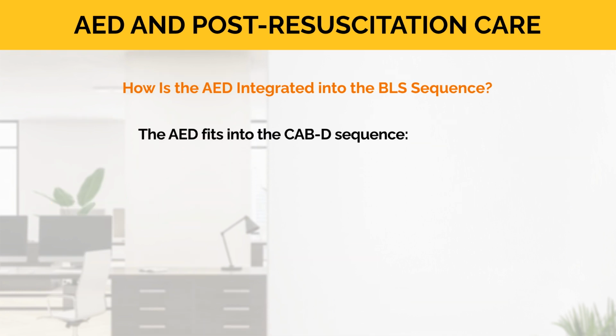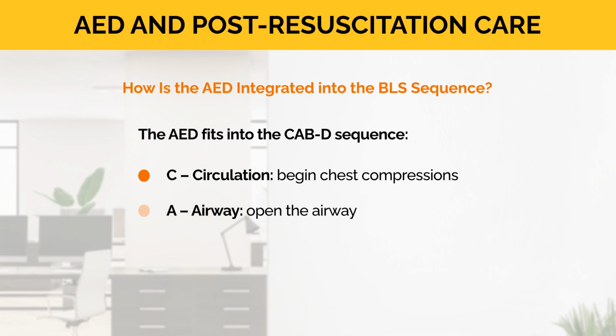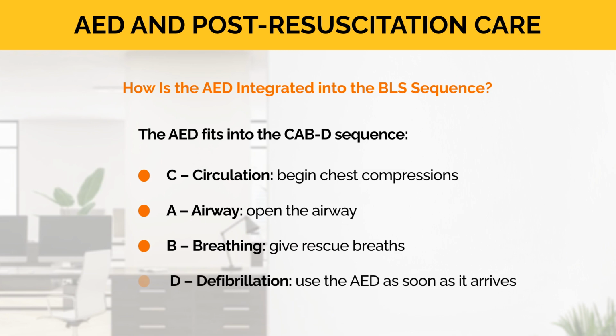The AED fits into the CABD sequence. Now, let's break it down. The C means circulation, begin chest compressions. A means airway, open the airway. B means breathing, give rescue breaths. And D means defibrillation, use the AED as soon as it arrives. Note: CPR and AED use work together. Neither should unnecessarily delay the other.